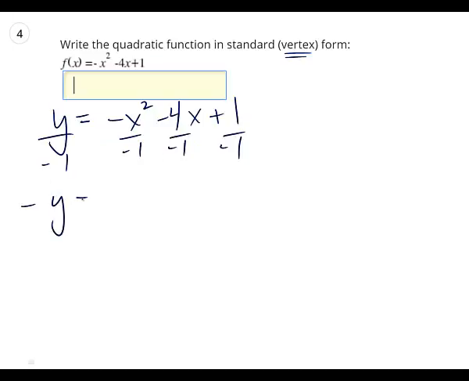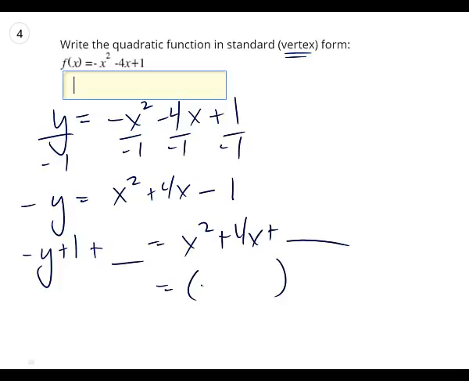So we've got negative y equals x squared plus 4x minus 1. All right, what are we going to do with this negative 1? Add it to the other side. So we're going to add it over. I'm going to add in my plus blanks at this point.